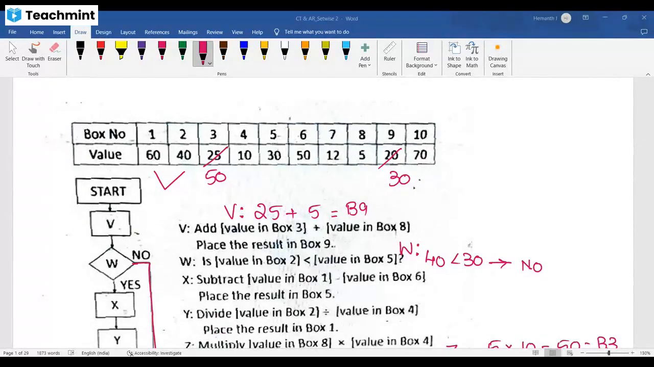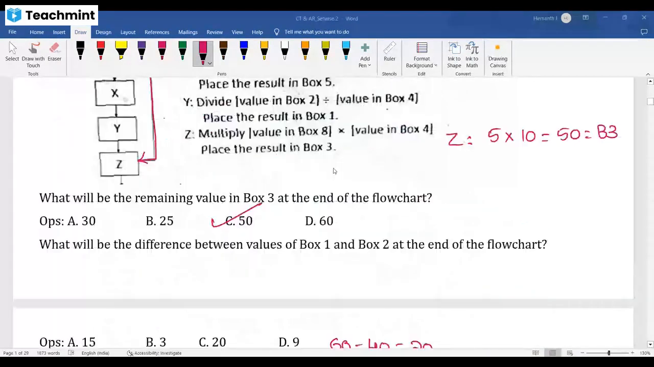Those are the 3 questions. The highest value is box 10. The difference between box 1 and box 2 is 20. And box 3 value at the end of the flowchart is 50, right? So you are taking hardly 1 or 2 minutes to solve that question.